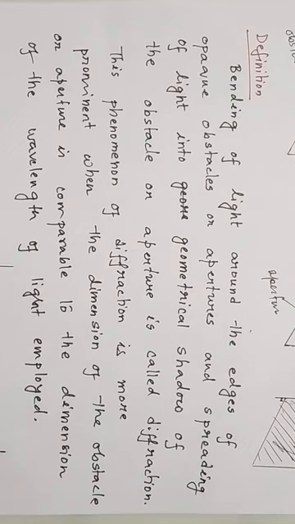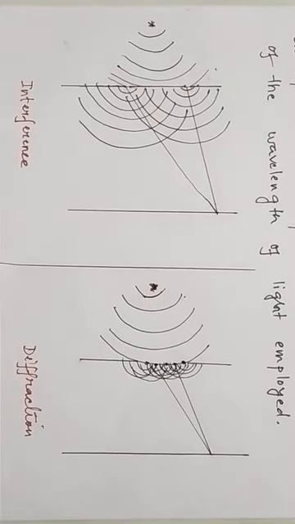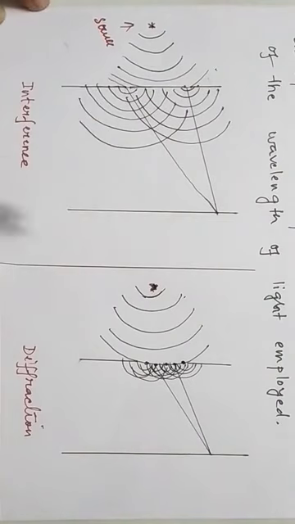So how is interference different from diffraction? Here you see, in case of interference, generally we use this kind of setup where we have one source, and the light rays, here we are showing the wavefront.